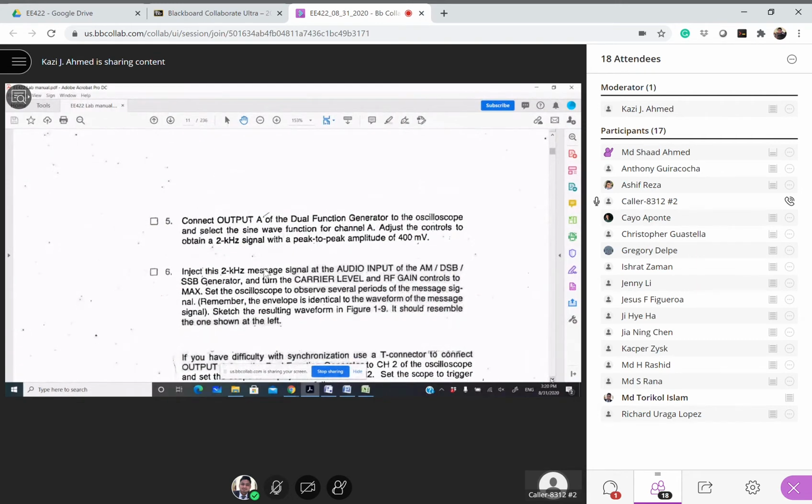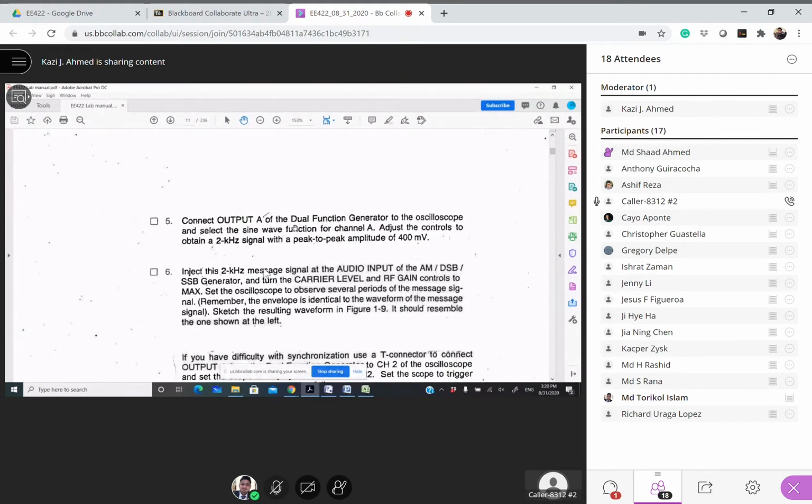Now we know how to control the frequency of the carrier by tuning the RF tuning, by playing with the RF tuning. We also see how you can change the amplitude, either by changing the gain or changing the carrier level. Now the next step is to make a carrier frequency of 2 kilohertz. Let me see. No, this is not from the carrier.